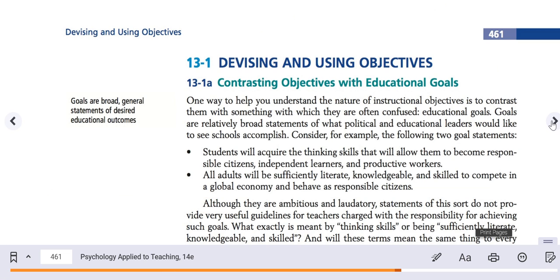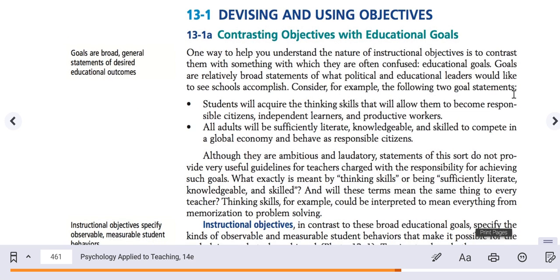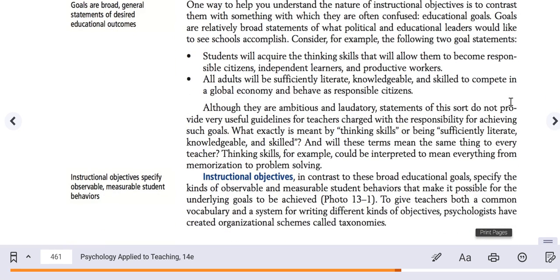Devising and using objectives. Contrasting objectives with educational goals. One way to help you understand the nature of instructional objectives is to contrast them with something with which they are often confused: educational goals.